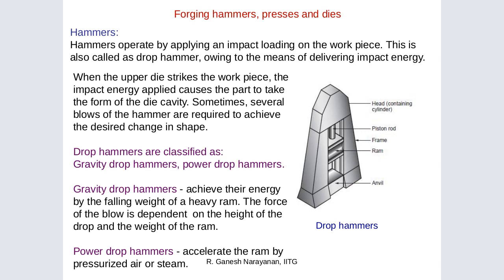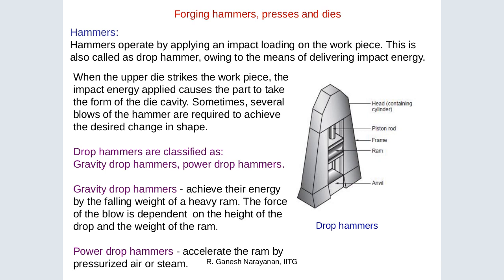Now, forging hammers, presses, and dies. These are drop hammers. This is how the hammers are being used. The hammers operate by applying an impact loading on the workpiece. This is also called the drop hammer, owing to the means of delivering impact energy. When the upper die strikes the workpiece, the impact energy applied causes the part to take the form of the die cavity. Sometimes several blows of the hammer are required to achieve the desired change in shape.